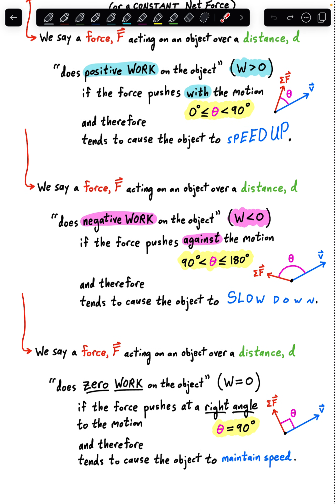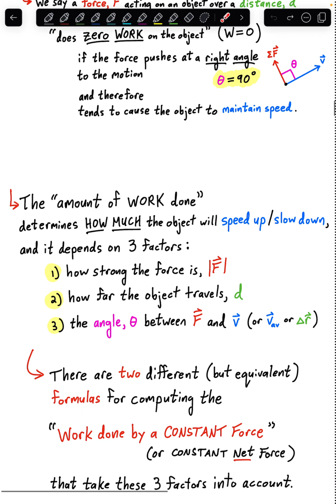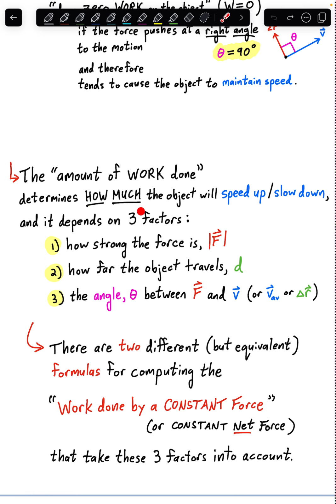So this concept of work is going to be a scalar, not a vector. It's just a number that quantifies how much the object speeds up or slows down over some interval due to the action of a force. The amount of work done determines how much the object will speed up or slow down.